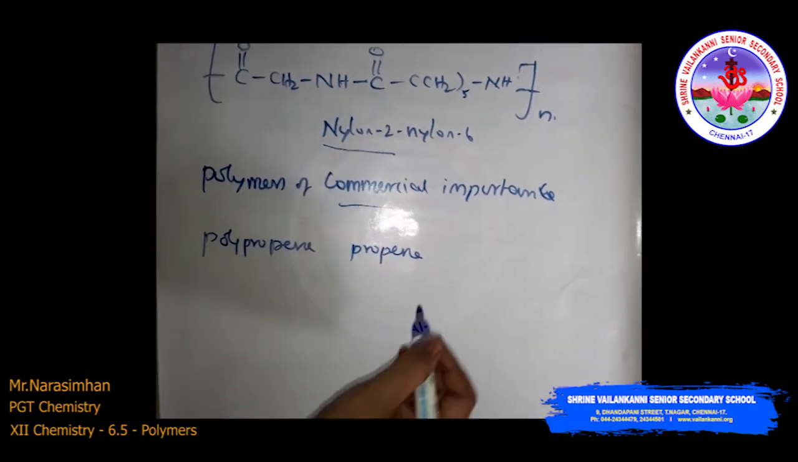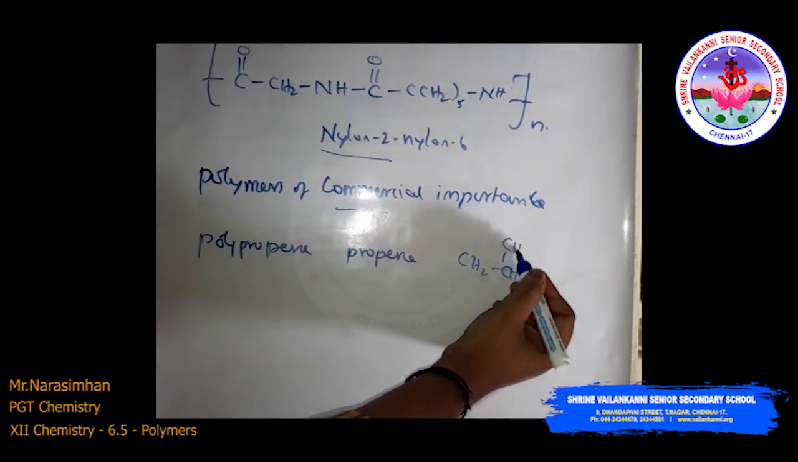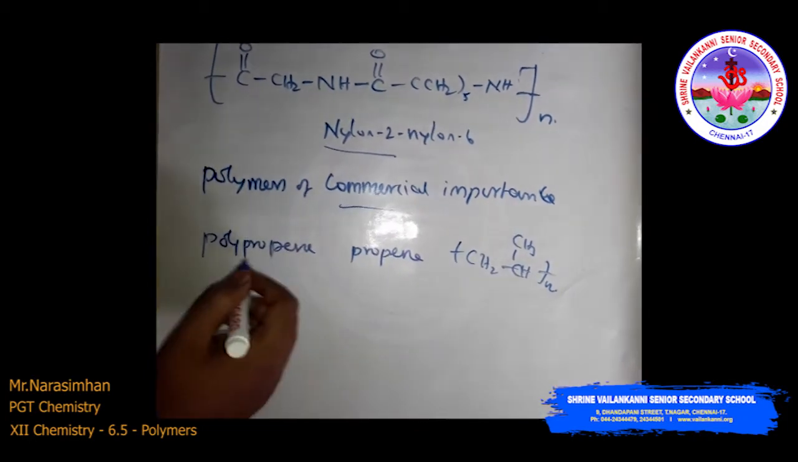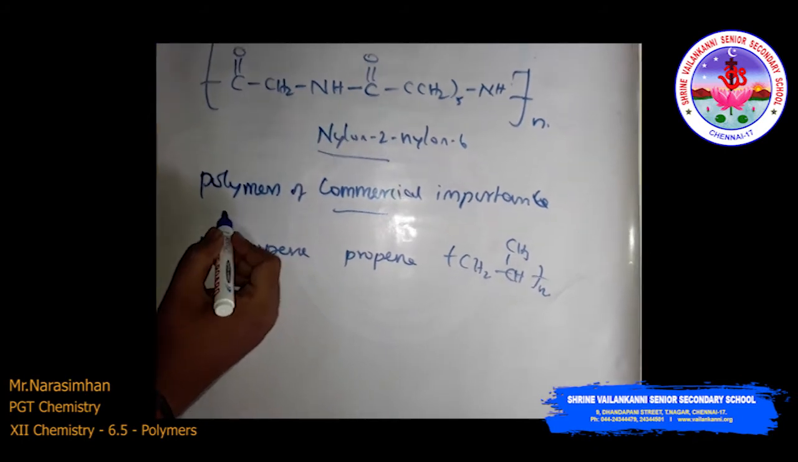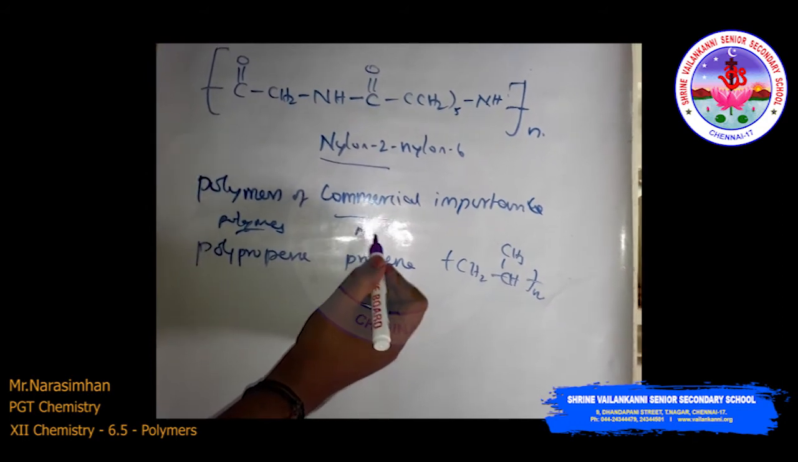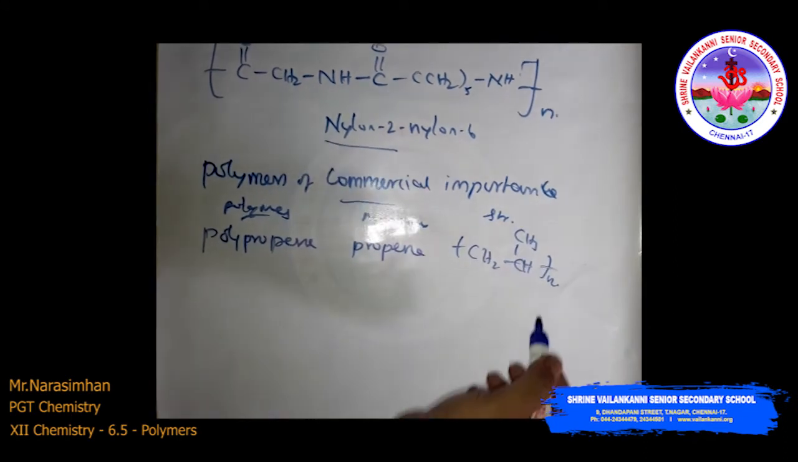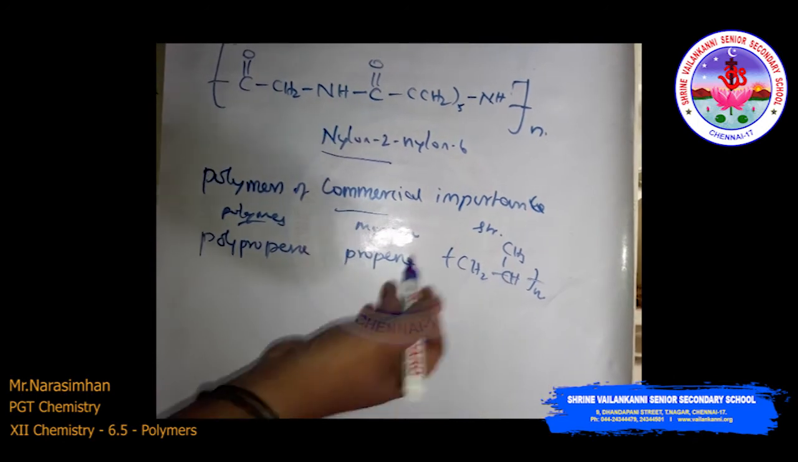The structure of the monomer is like this, and this is the polypropene. Here we have the name of the polymer, the monomer, and the structure. The uses are manufacture of ropes, toys, pipes, and fibers. So we are using this type of polymer, that is polypropene.